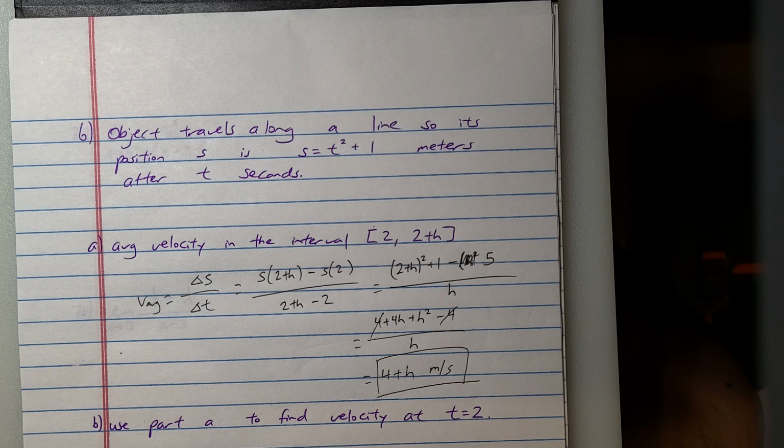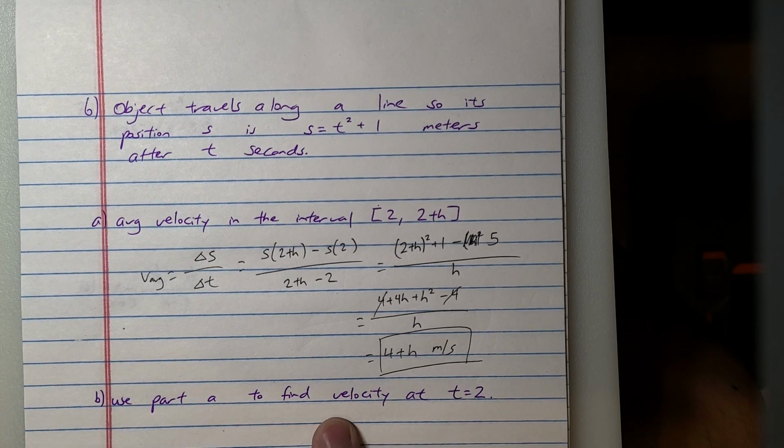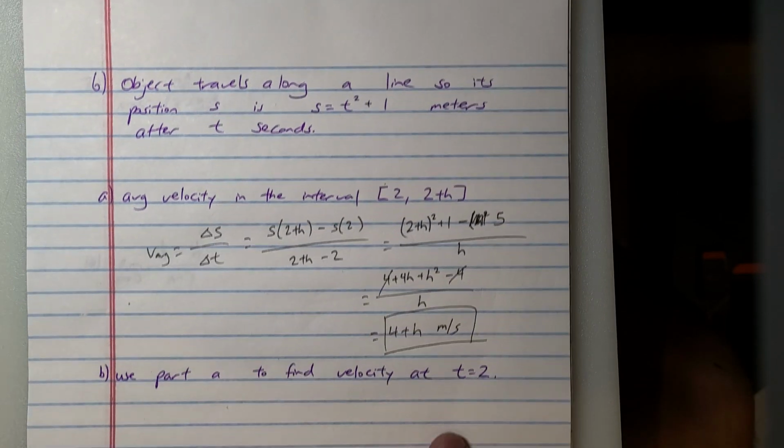Now the next part asks us to use the answer in part A to find the velocity at t equals 2. Technically, I feel like this question should be more explicit to say that you want to find the instantaneous velocity at t equals 2. So keep that in mind. We're asked to find the instantaneous velocity at t equals 2.